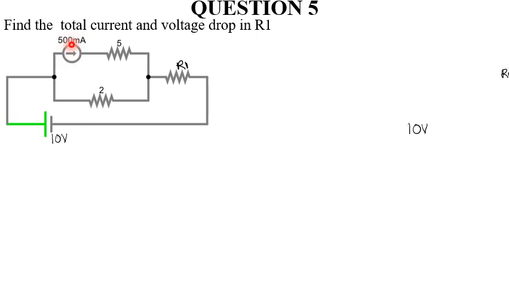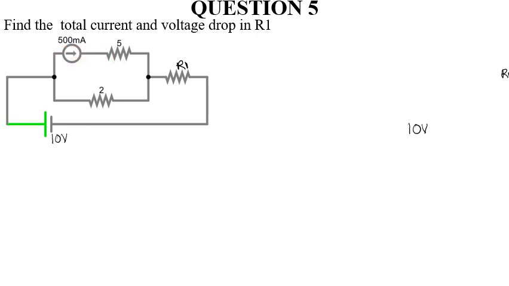This 500 milliamps simply means 0.5 amps. So milli is 10 raised to the power minus 3. But what do we realize? Realize that the 5 and 2 are in parallel, so we can use the current division rule. They've not given us the total current, but they've given us the current in this branch.